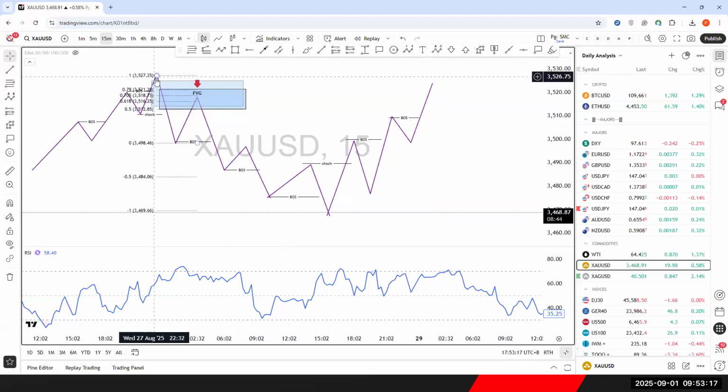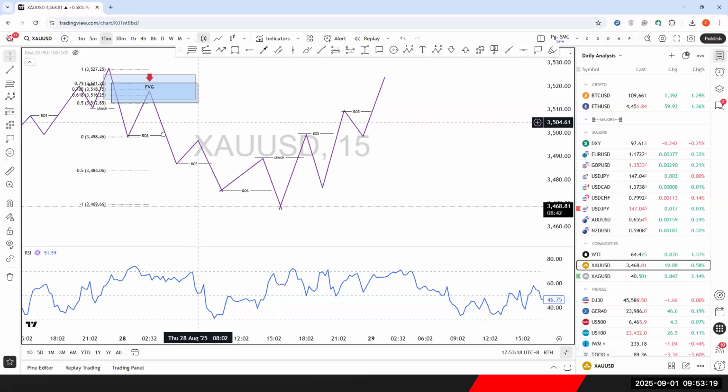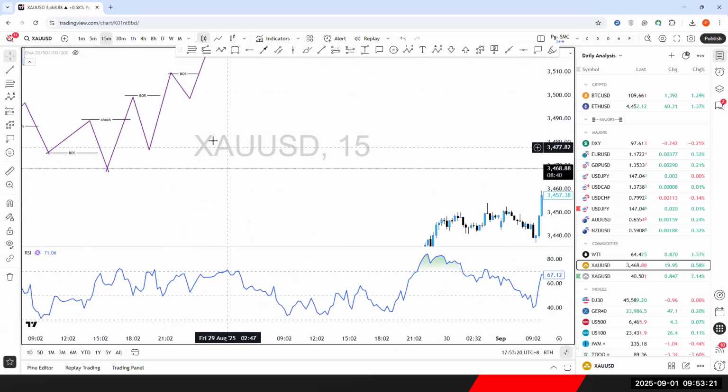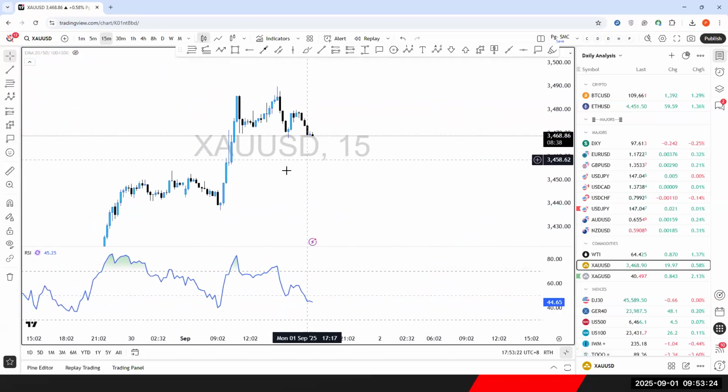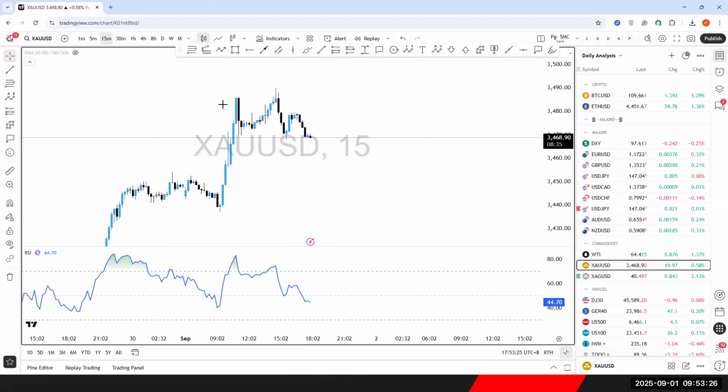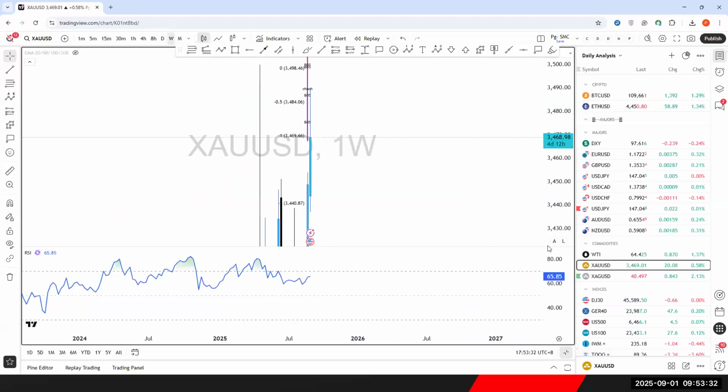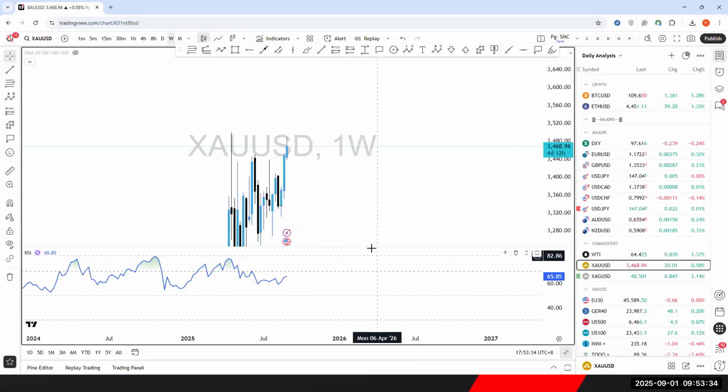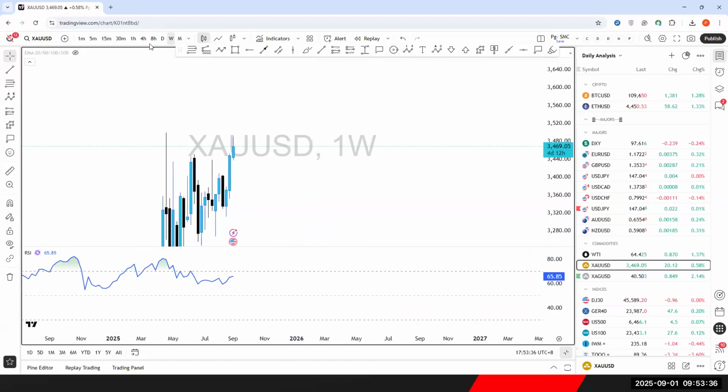And then we have the inducement, meaning that price breaks below here. I think I'm gonna get the example here. Basically, this is my sell zone. That's the reason why I sell there. Let me do the key level for gold.